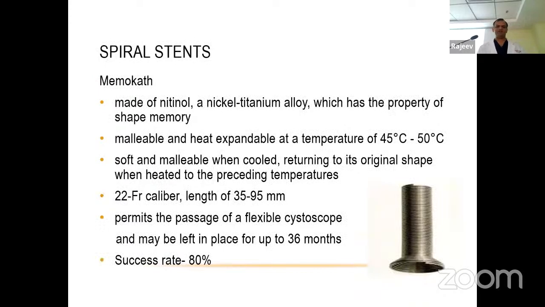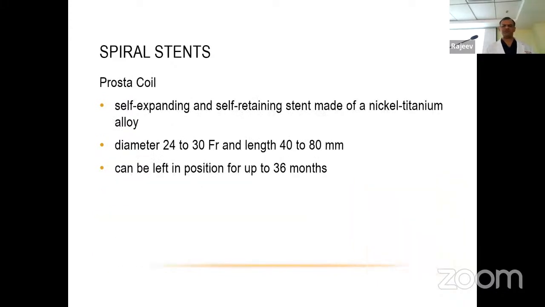Memokath is one type of spiral stent. It is made up of nitinol, a nickel titanium alloy. It is a malleable and heat expandable stent at a temperature of 45 to 50 degrees. It is soft and malleable when cooled and returns to its original shape when heated to the aforementioned temperatures. It permits the passage of a flexible cystoscope and may be left in place for up to 36 months. And Prostacoil is another type of spiral stent.